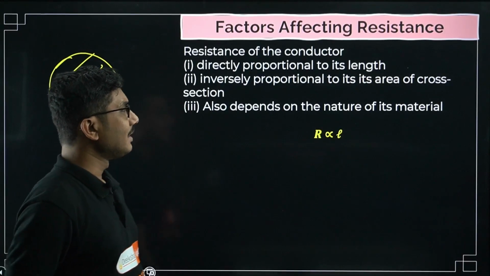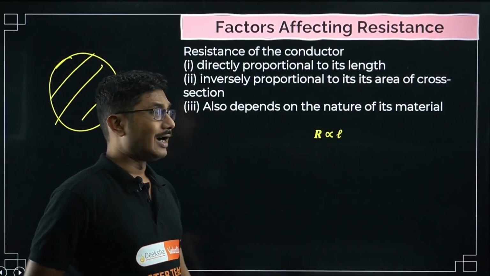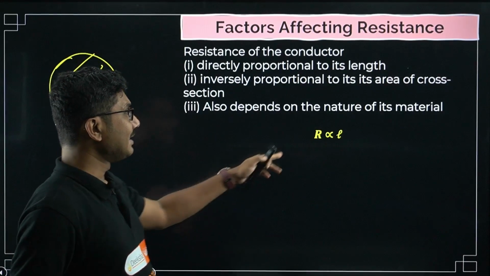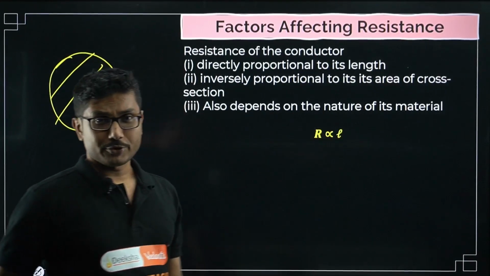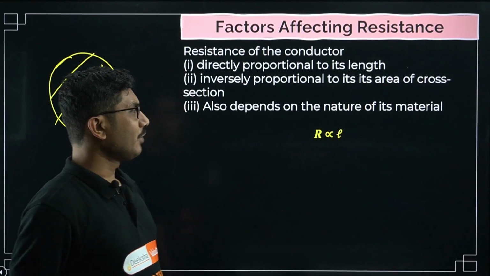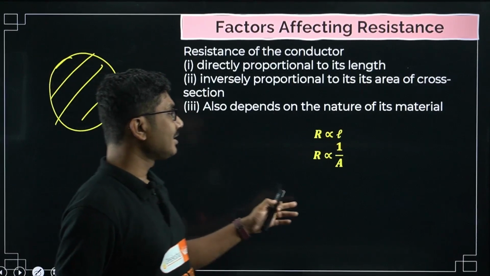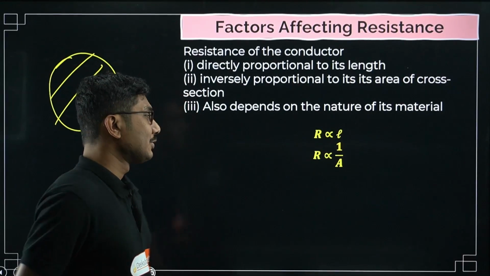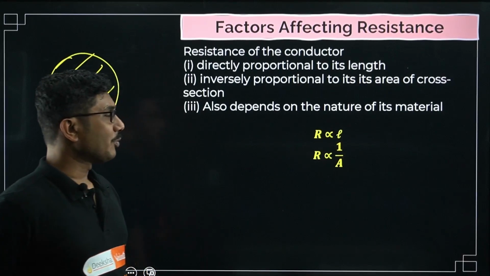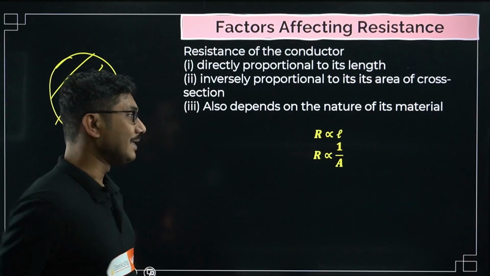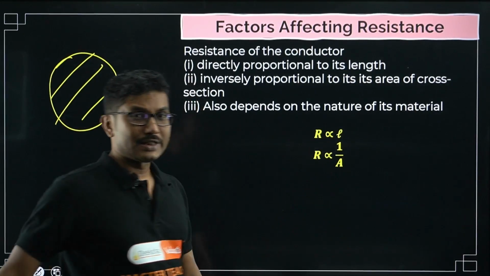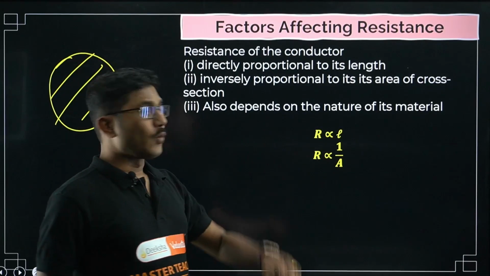Length is generally represented by the letter L. So R is directly proportional to L. This is the symbol of proportionality. Next, R is inversely proportional to the area, which means R is proportional to 1 by A. As I said, if you increase A, R should decrease. So the inverse proportionality sign is 1 by A.